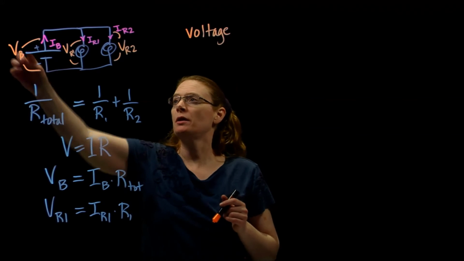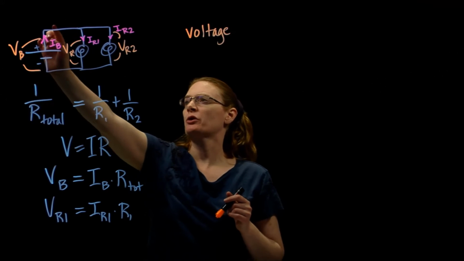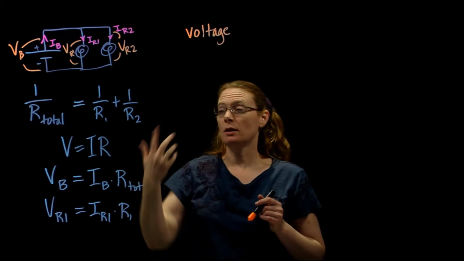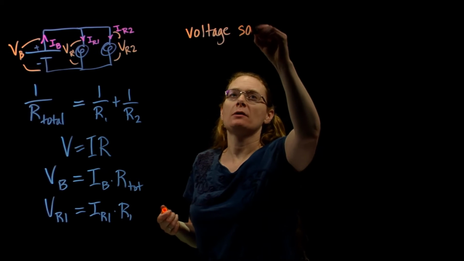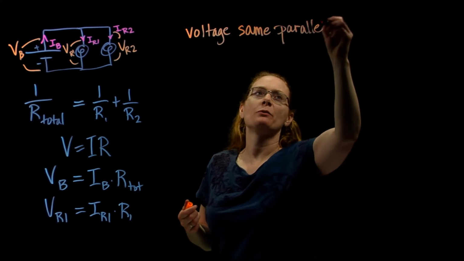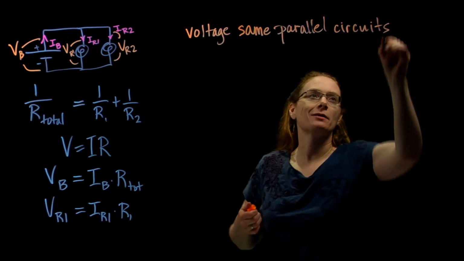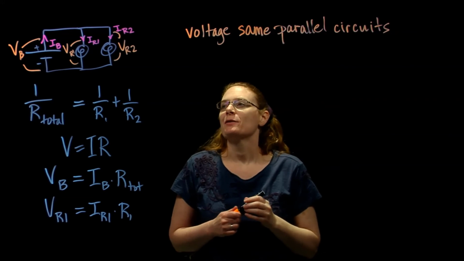And if you think about this loop, the big loop, well, the battery's got to push some there and it's going to just get all used up there. So the nice thing about parallel circuits is that the voltage is the same across all the different loops. So the voltage is the same in parallel circuits. This doesn't have a nice, easy to remember acronym like series does, but hey. So the voltage is the same.